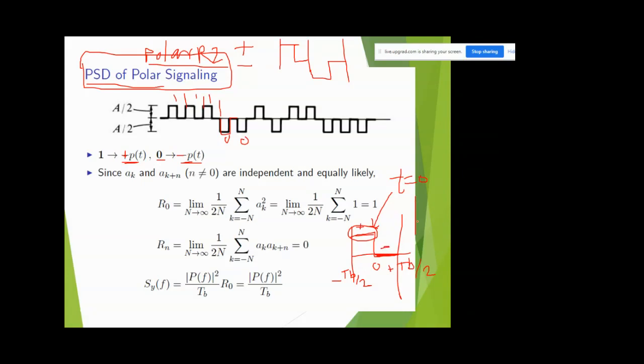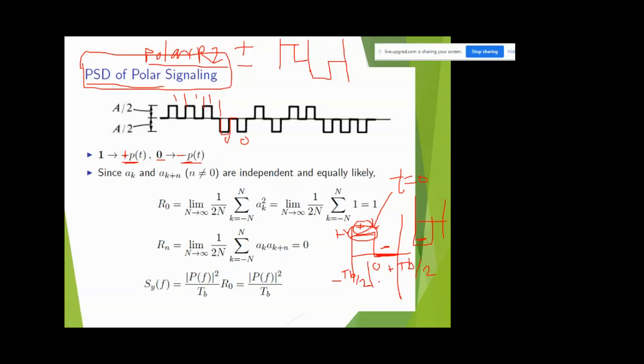But if you consider the bit 0 here, we will have a positive level here and negative level here for the rest of the duration, 0 to TB by 2. Okay, so if you are considering bit 1, we have a positive level. If you are considering the bit 0, we have a negative level initially. So whatever the voltage level here, we will consider plus or minus sign.